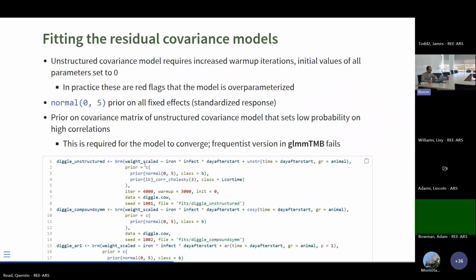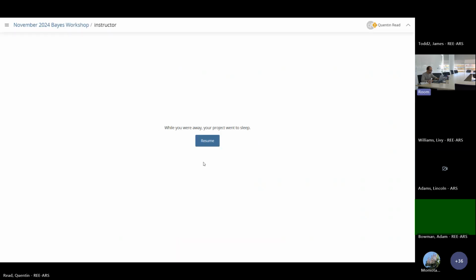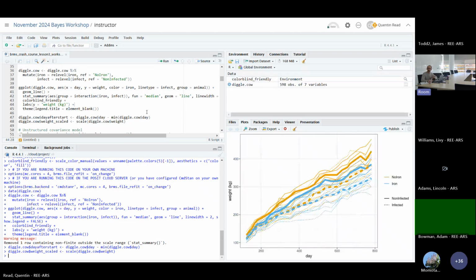So I'll kind of stop talking and actually run this code here. But it went to sleep because I was talking for too long. And just a second here. We'll do a little bit more, and then we'll take a break at 10 o'clock, I would say, since we've been talking for a long time.